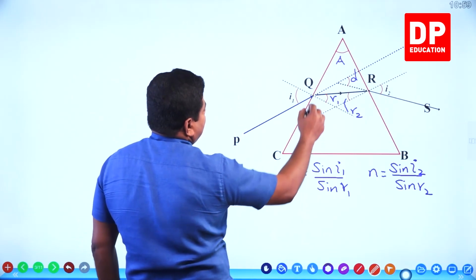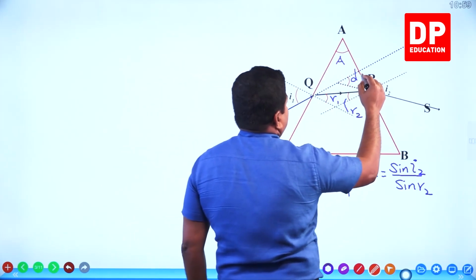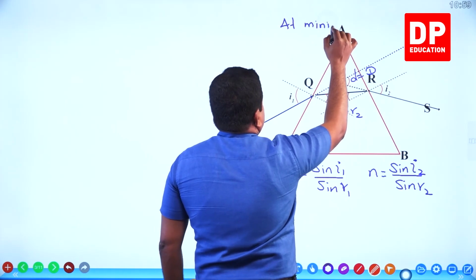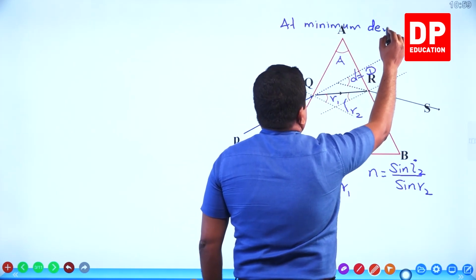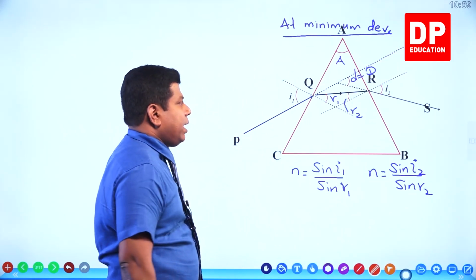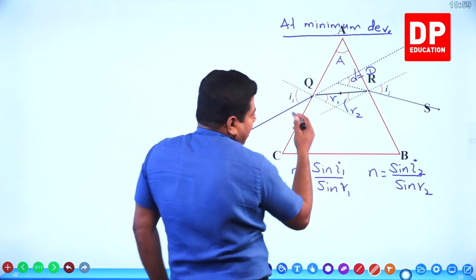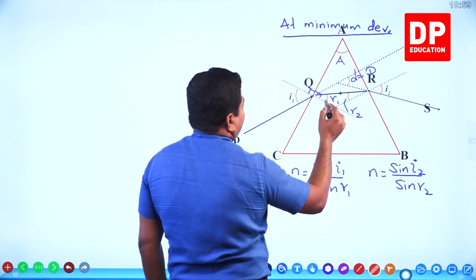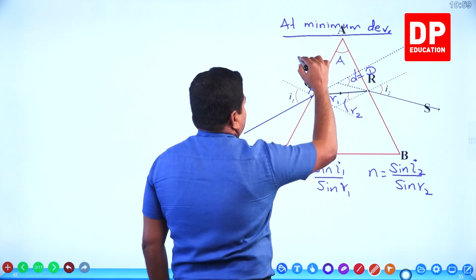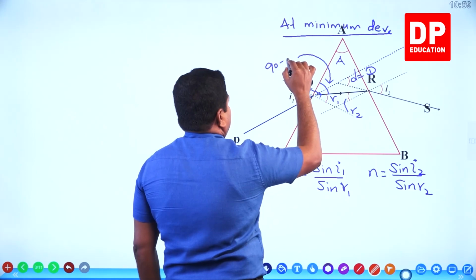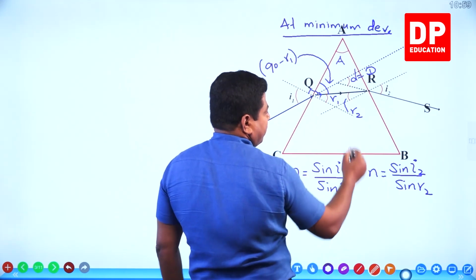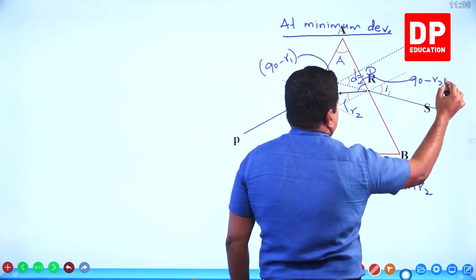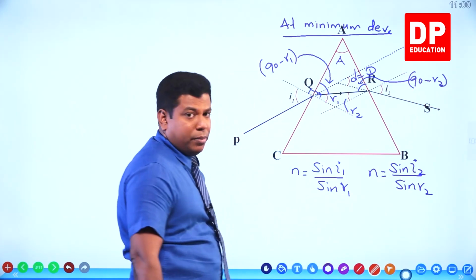Now, assuming this is the minimum deviation point, then I can say this capital D is this D. Why? At minimum deviation, this is what happens. Let's get the relationship. Look at this. This is the normal we have drawn. If this is the normal, here also 90. If this is R1, this has to be 90 minus R1, right? Similarly, if this is R2, this angle has to be 90 minus R2, because this dotted line is the normal, perpendicular.